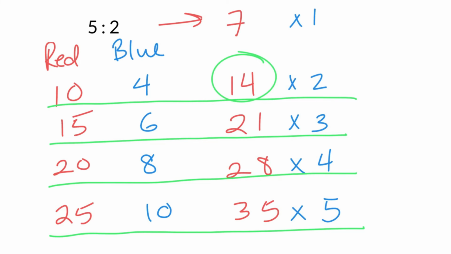But we could use this to figure out any part of our ratio, whether we are given two different parts of the same ratio, whether we're given a part and a whole of that ratio, or some other kind of configuration.